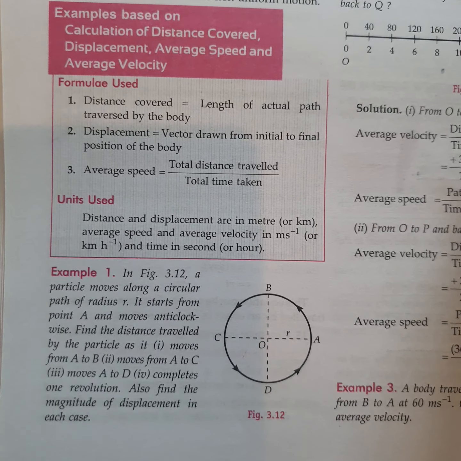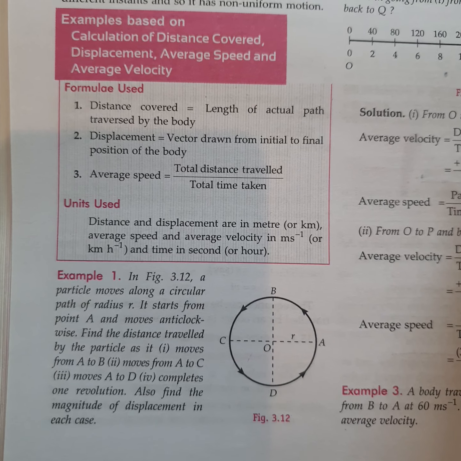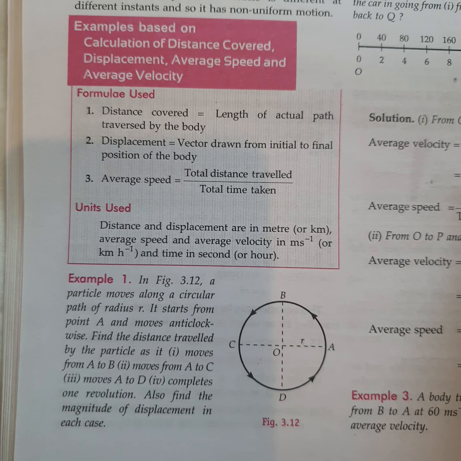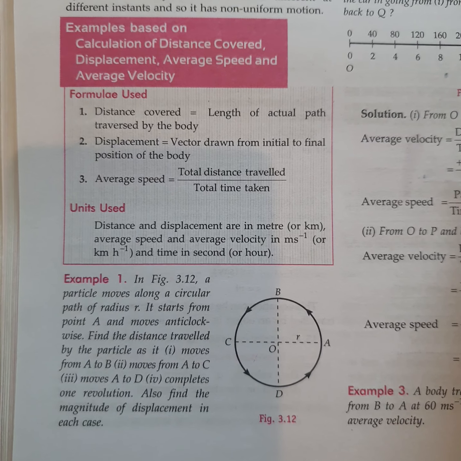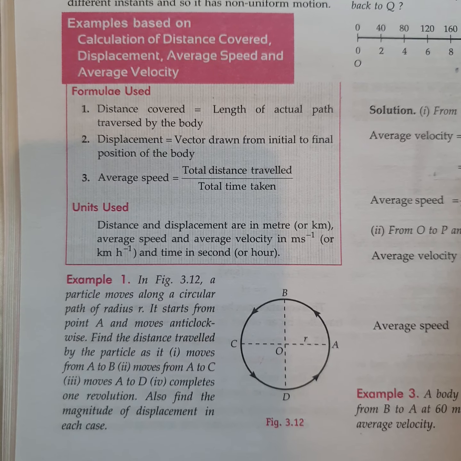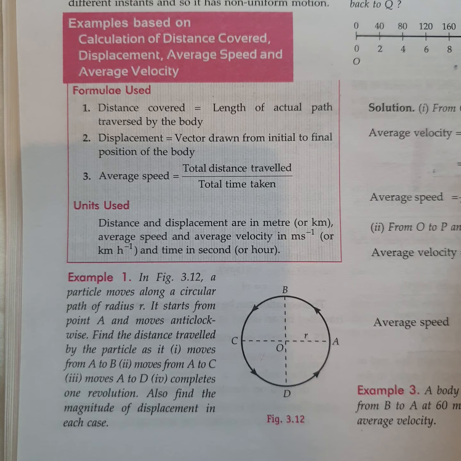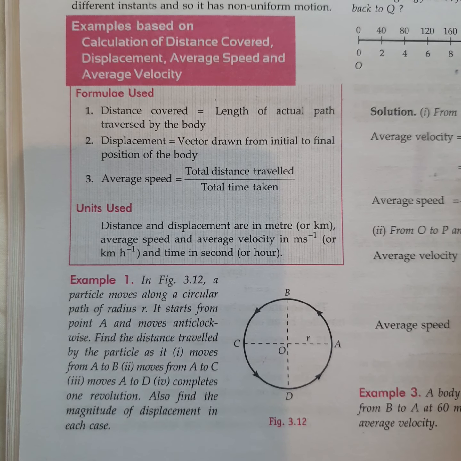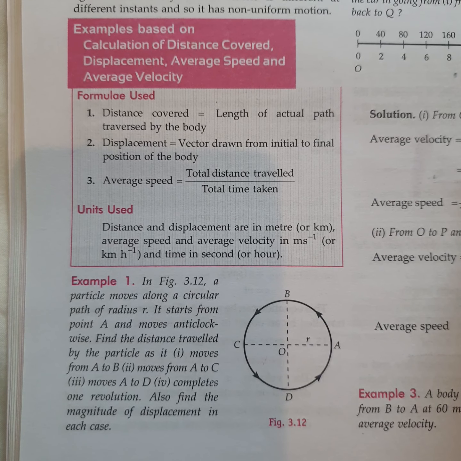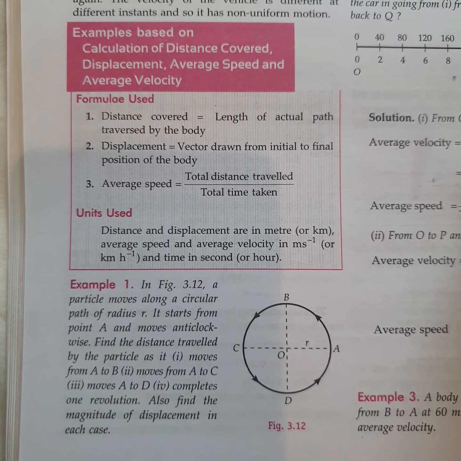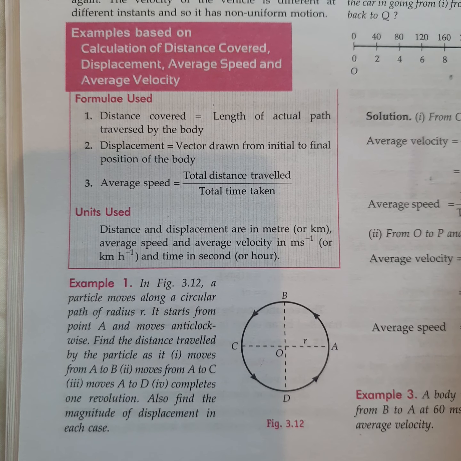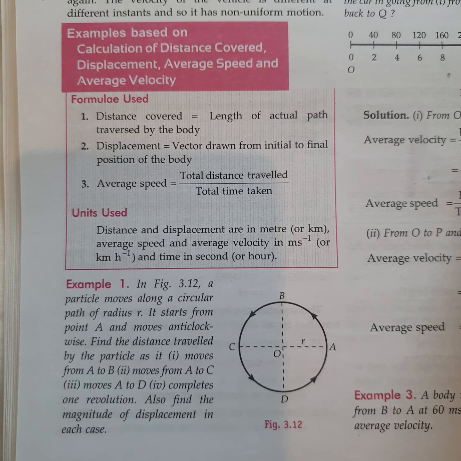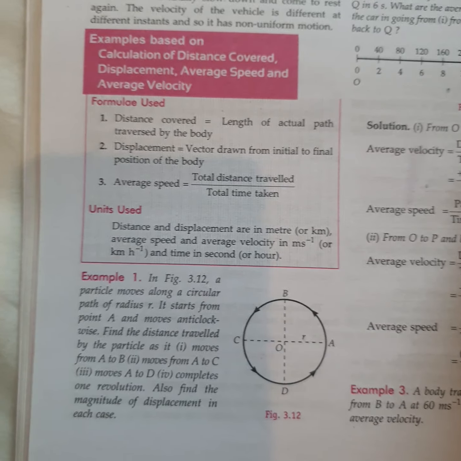Students, now I am going to explain to you example number 1 of page number 3.6. In this, a particle moves along a circular path of radius r. It starts from point A and moves anti-clockwise. Find the distance when it moves from A to B, then A to C, then A to D, and also find the displacement.